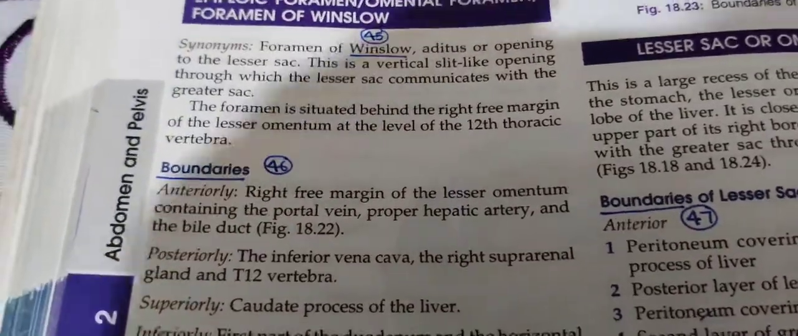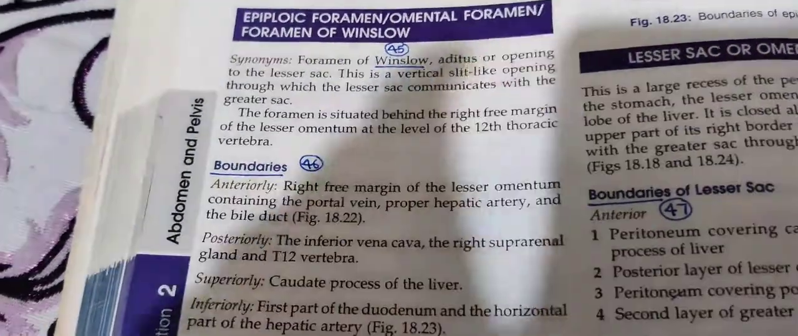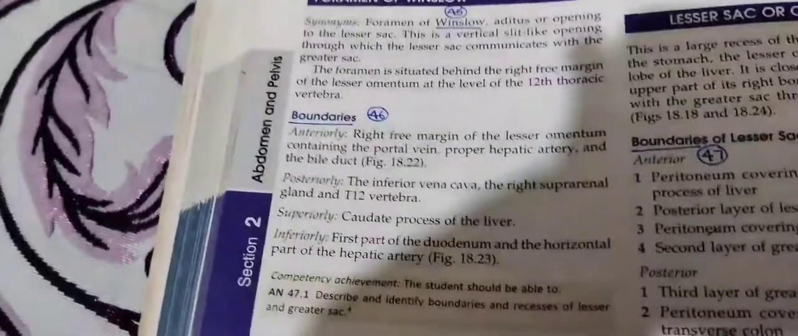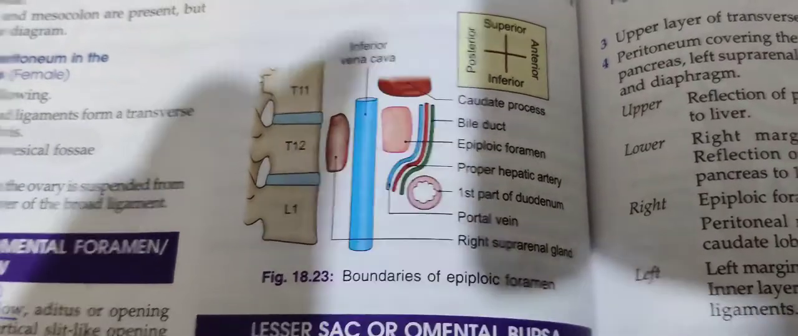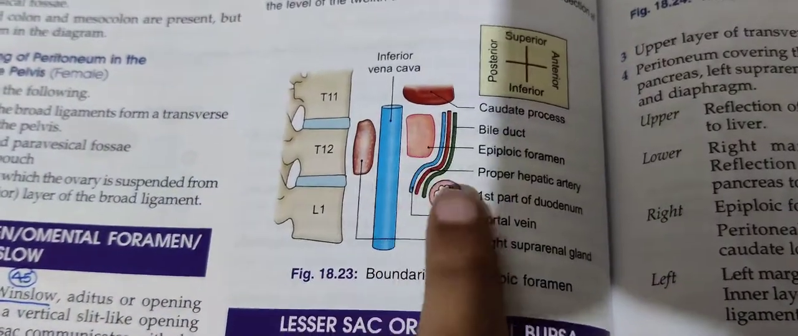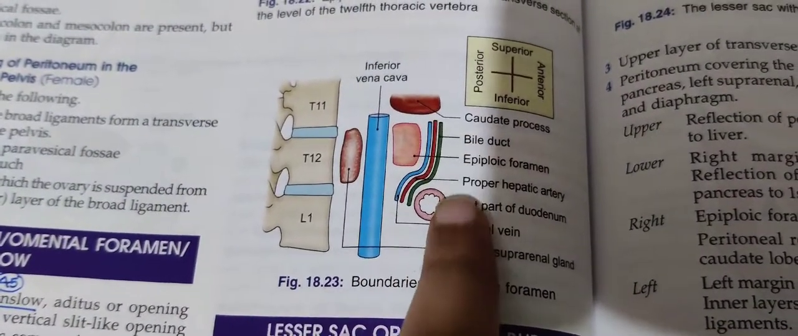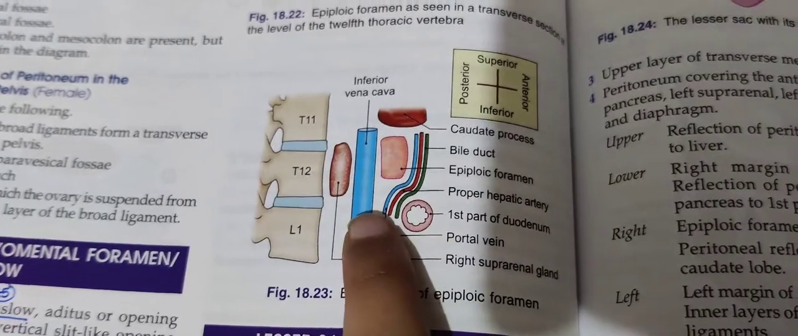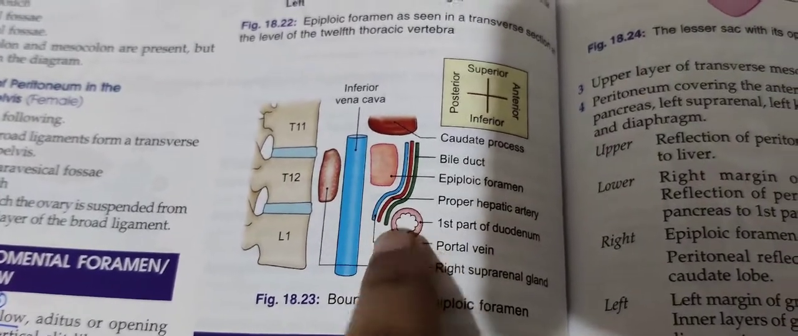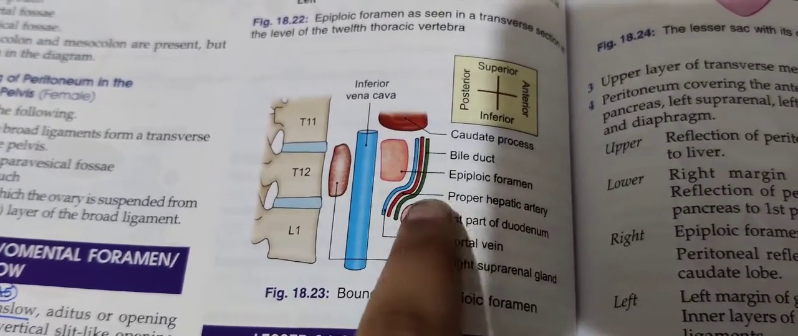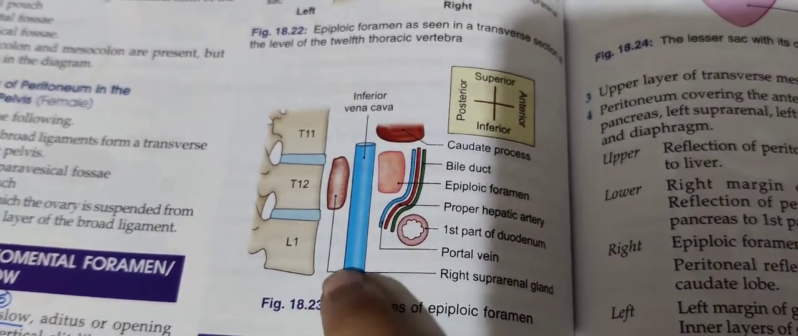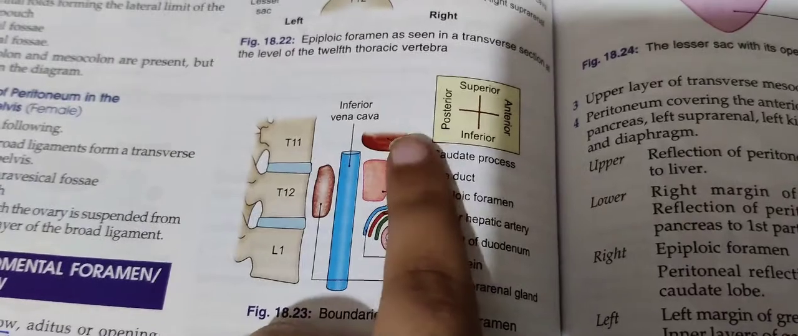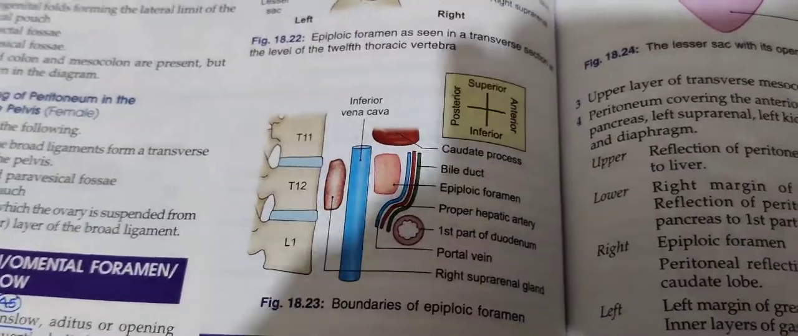This epiploic foramen is also called the foramen of Winslow, and the boundaries of the epiploic foramen are, see this diagram, this is the epiploic foramen. Anteriorly it's bile duct, proper hepatic artery and the portal vein. Inferiorly, the first part of duodenum, and then posteriorly we have inferior vena cava and the right suprarenal gland. Superiorly we have caudate process of the liver.